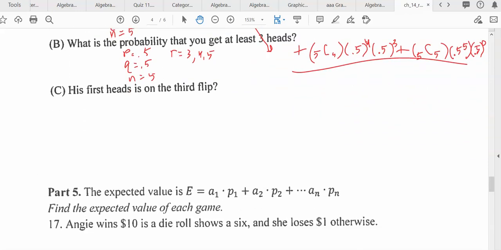First heads is on the 3rd flip. Okay, so first heads on the 3rd flip.